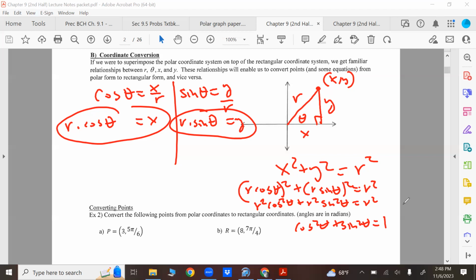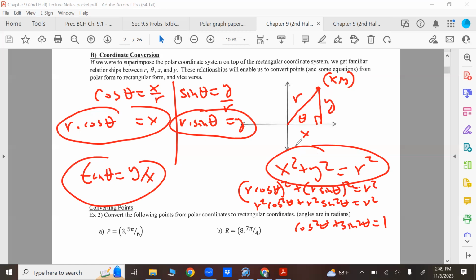I think that's all I need to say about that for now. Another thing you need to recognize: tangent theta equals y over x, which makes sense, clearly. So that's also important to know for the conversions. When would you use which conversion? If I give you r and theta and you want the x value, use this one. Or when you want the y value, use this one. If I give you y and x and you want the angle, use this one.